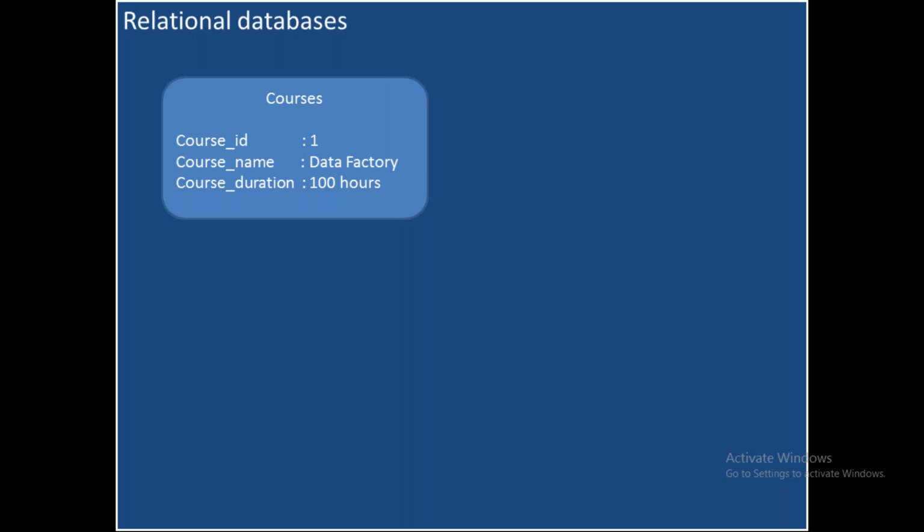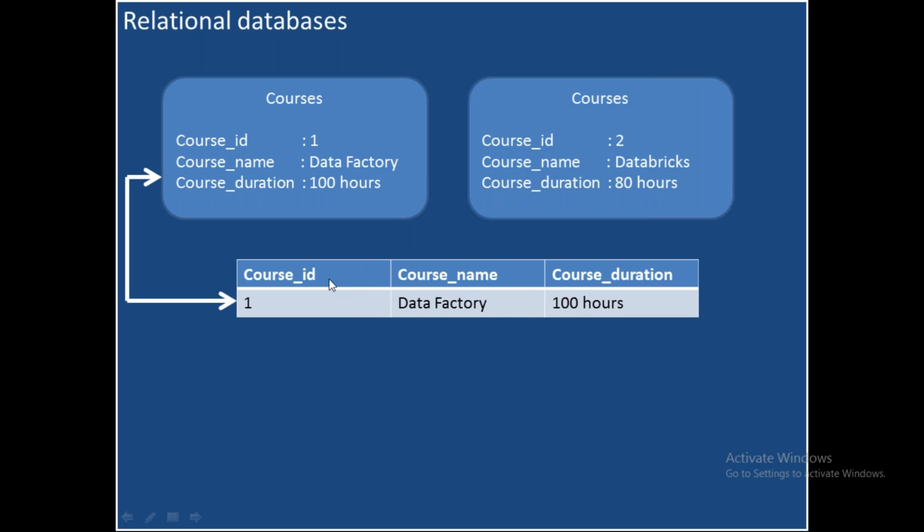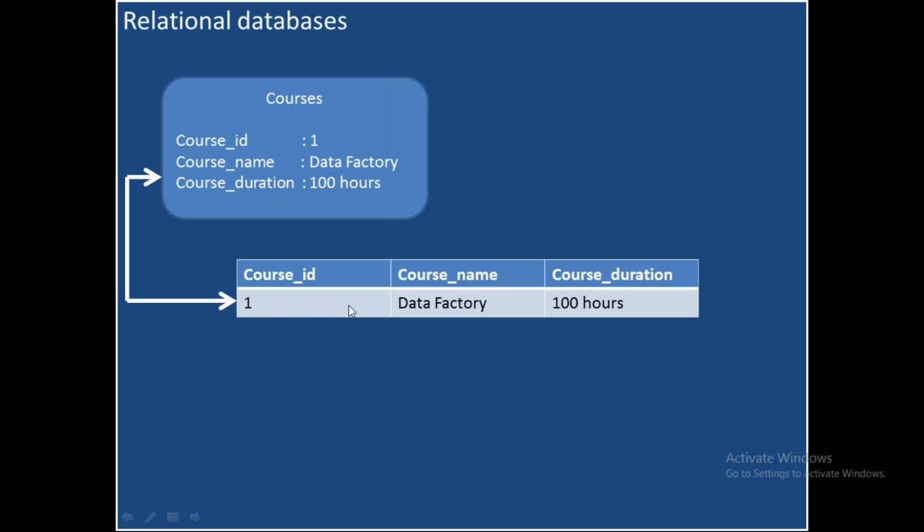When they enter all these details from the web application, these things will come and sit in a table. A table is organized row-wise and column-wise. This is called a row, this is called a column. Course ID is one column, course name is one column, course duration is going to be one column. Data Factory, 100 hours, this is going to be one row. I hope everybody knows this is columns, this is row. So this data will be stored row-wise and column-wise.